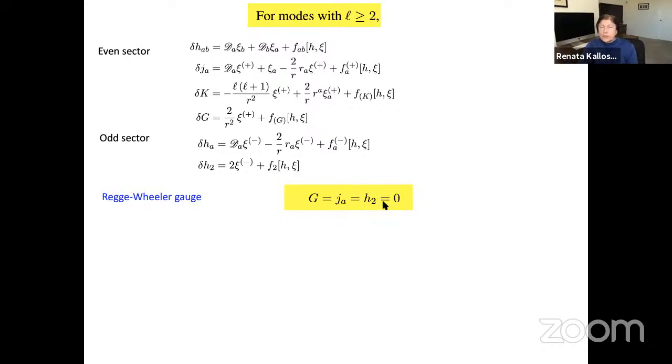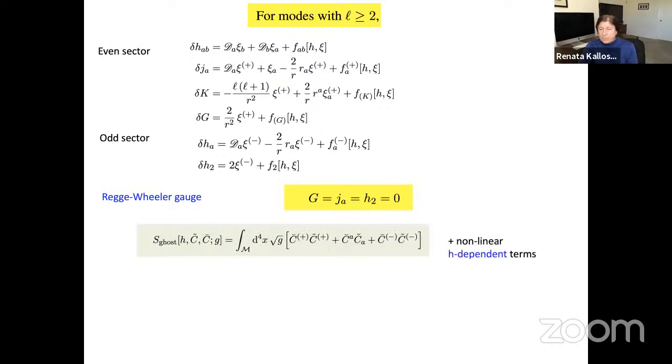Now that we know the gauge symmetries and we know the choice of a gauge, it's a straightforward exercise to provide the ghost action. Here it is. And there are some nonlinear terms, but as you see, there is no propagation at all. So all these ghosts are simply irrelevant. They drop.